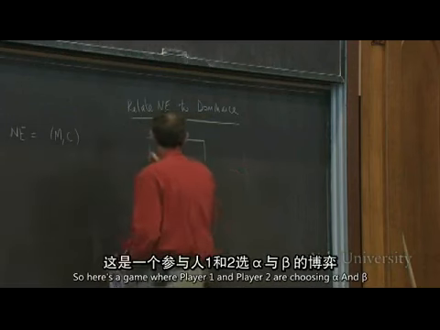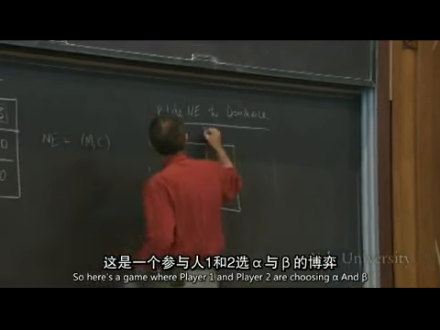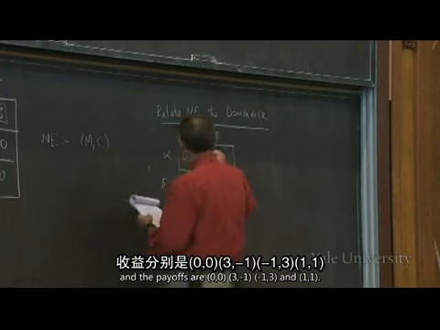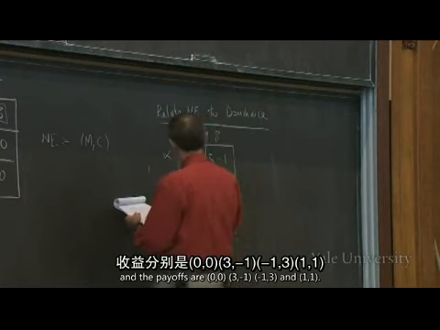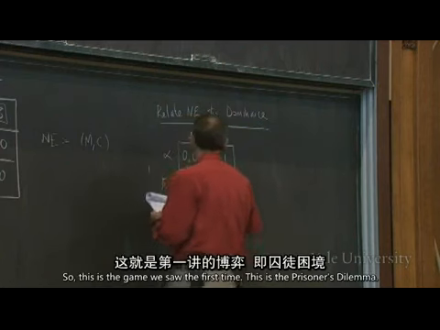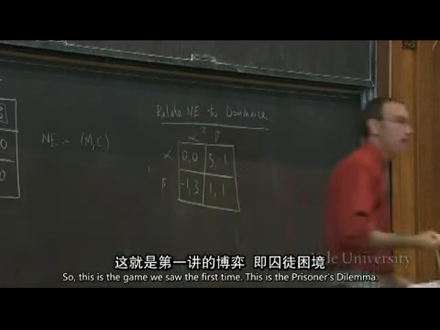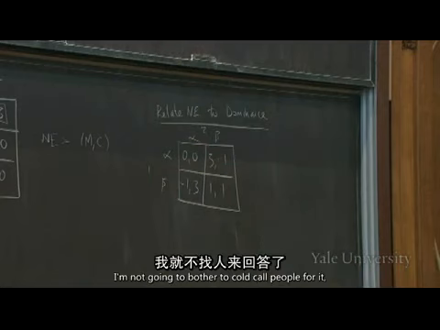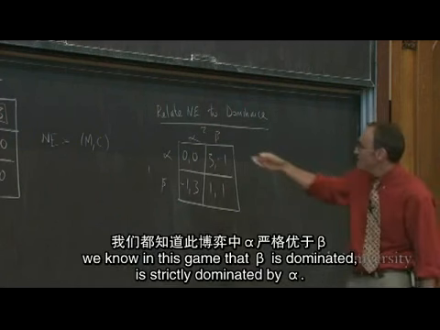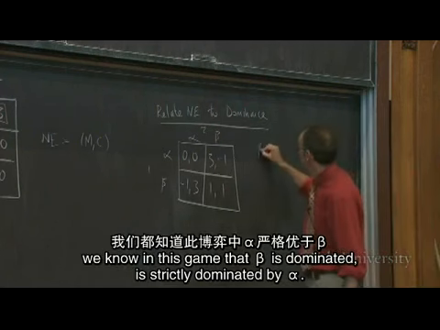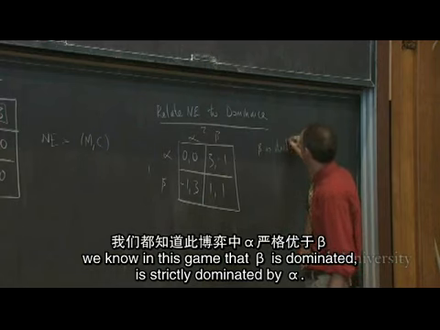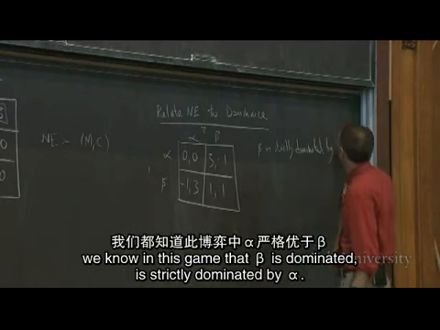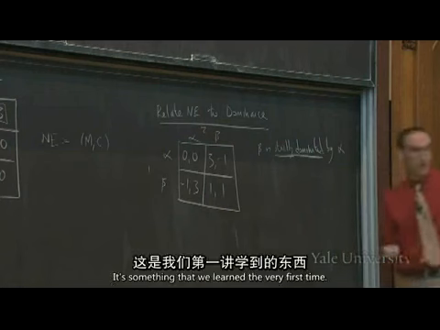So here's a game where player 1 and player 2 are choosing alpha and beta, and the payoffs are 0, 0, 3, minus 1, minus 1, 3, and 1, 1. All right? So this is the game we saw the first time. This is the prisoner's dilemma. And we know in this game that beta is strictly dominated by alpha. All right, so we learned that the very first time.